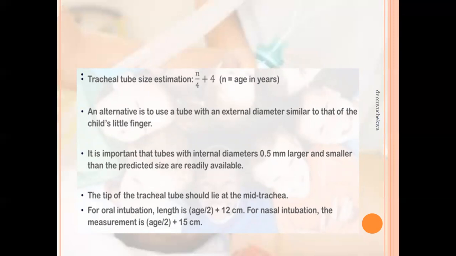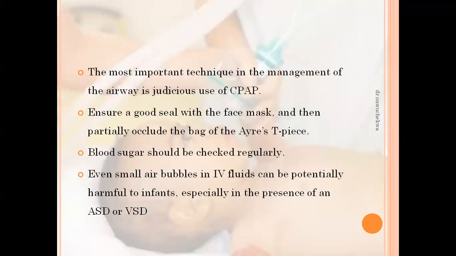It's also important to keep a tube 0.5 millimeters larger and 0.5 millimeters smaller while trying to intubate the child. For oral intubation, length is about age over 2 plus 12 centimeters. We'll give you a rough guide. And for nasal intubation, age over 2 plus 15 centimeters. So the most important technique in the management of the airway is judicious use of CPAP.